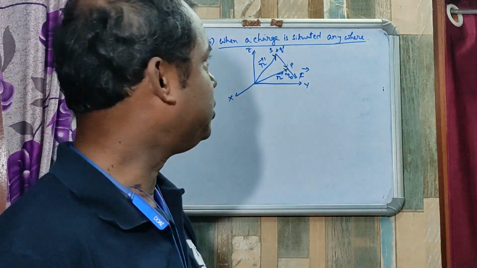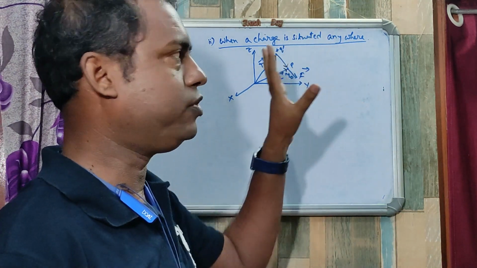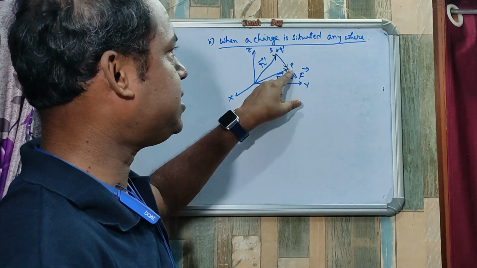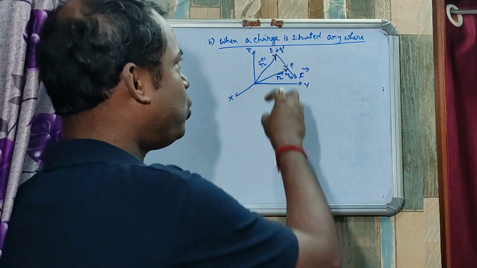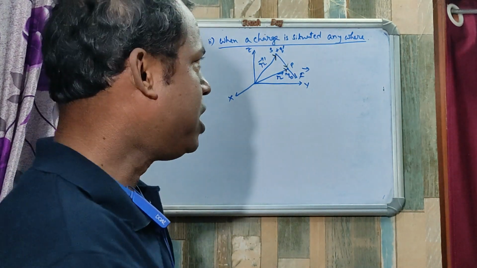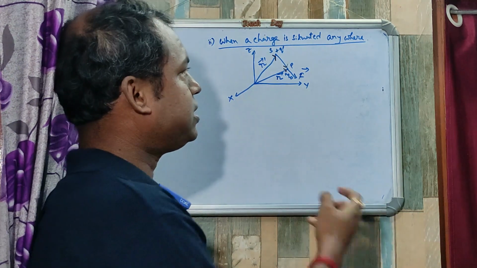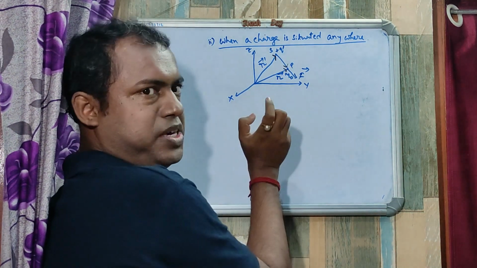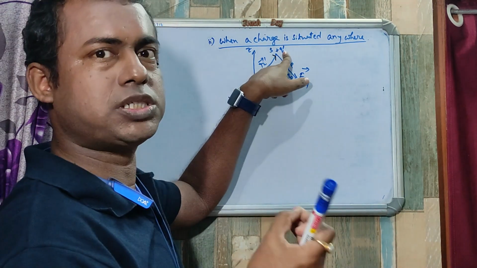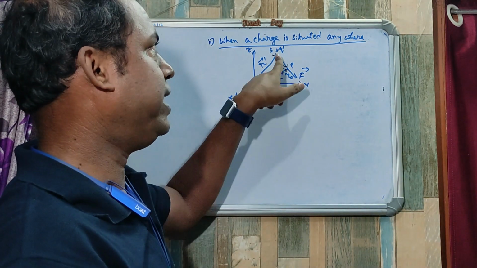Okay, we come back again with the next case, that is when a charge is situated anywhere. In the first case, the source charge is placed at the origin and the test charge is placed at any point. In this case, the source charge and the test charge are both placed at different positions. What is the meaning of that? The source charge Q dash is placed at any point, not at the origin or a fixed point.